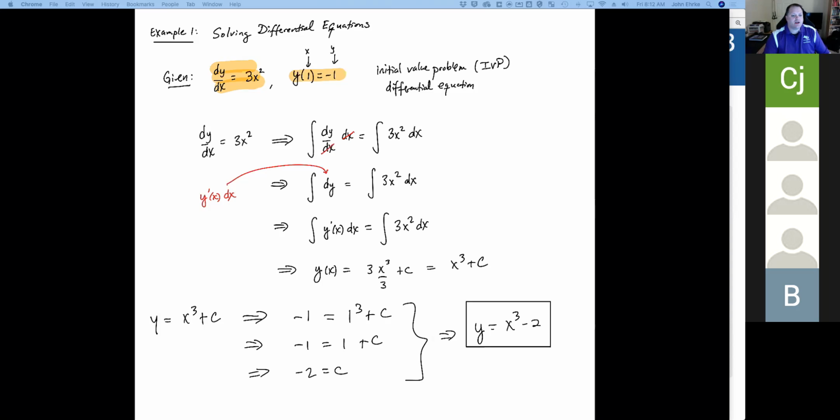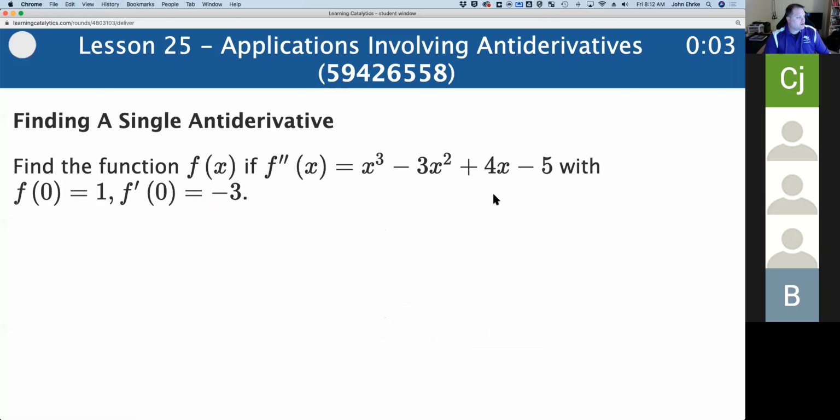All right. So let's try another one that's related to this, but it's slightly different. So on the previous problem, we started with the first derivative. You were told that the first derivative was 3x squared. And then from that, you were supposed to find the curve that has slope 3x squared. Here, we're going to start with the second derivative.